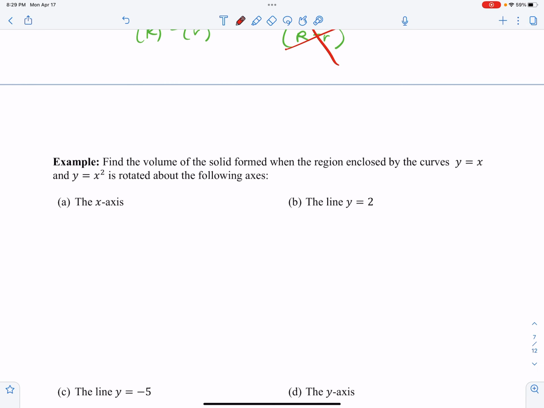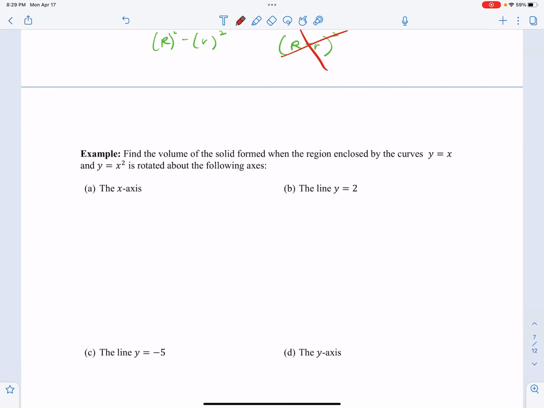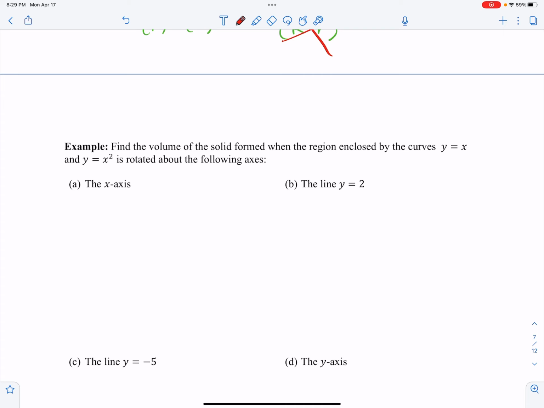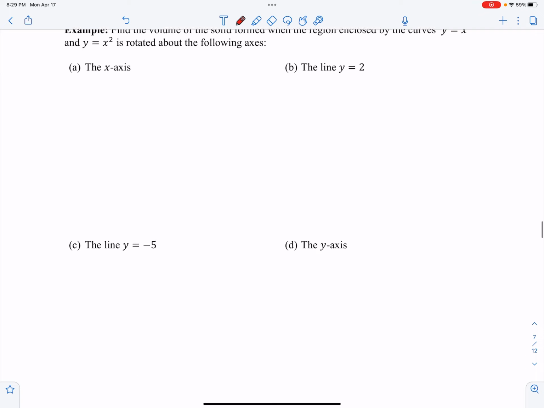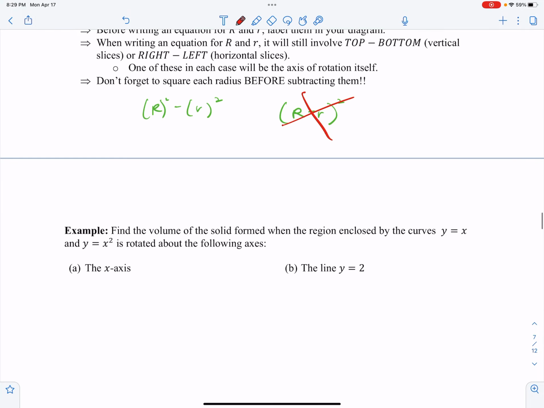Okay, so for this example, I'm not worried about actually finding the volume. You guys know how to integrate. But let's go through and draw the picture and set up the integral that would be needed to calculate the volume of the solid formed from rotating this region, depending on what its axis of rotation is.